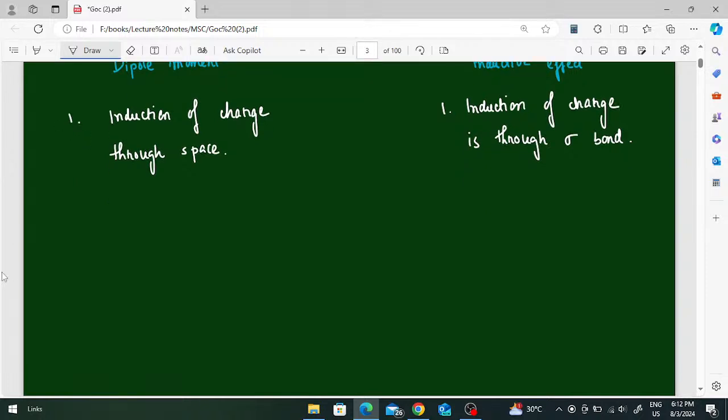Secondly, if I talk about dipole induction, there will be just a positive and a negative pole. There will be dipole induction in this case, and there is no dipole induction here. Dipole means just a positive and a negative end, two poles. Whereas in inductive effect, we have already seen that there is a possibility of several charges on more than one carbon. So there is no such dipole thing.